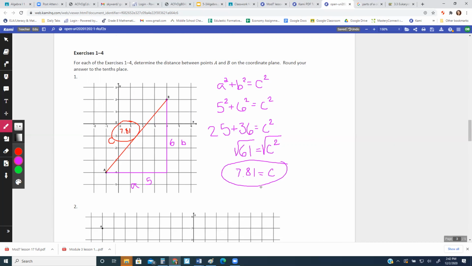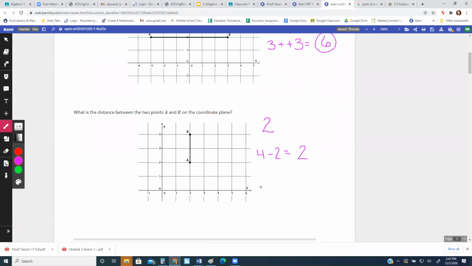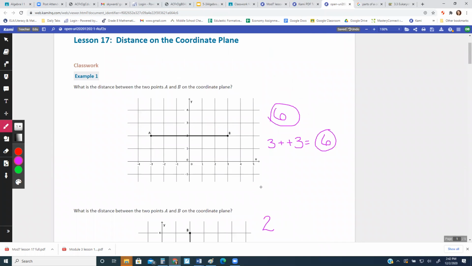So I think that we've gotten you off to a pretty good start. This is really pretty basic as far as the Pythagorean theorem goes. We're just extending it to the coordinate plane where we know that we have right angles. And let me know if you have any questions.